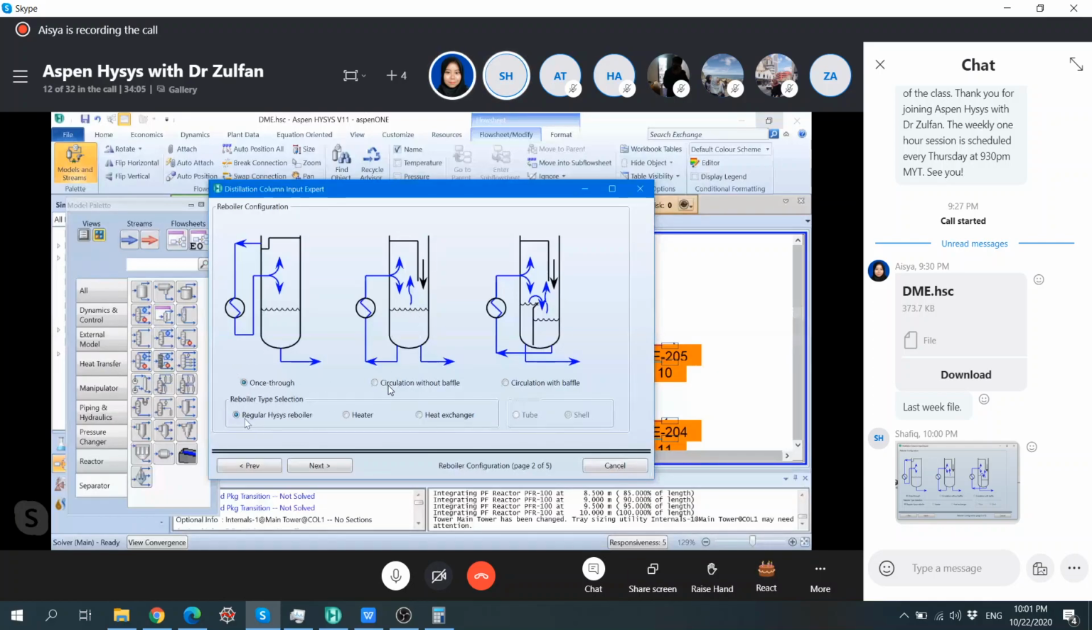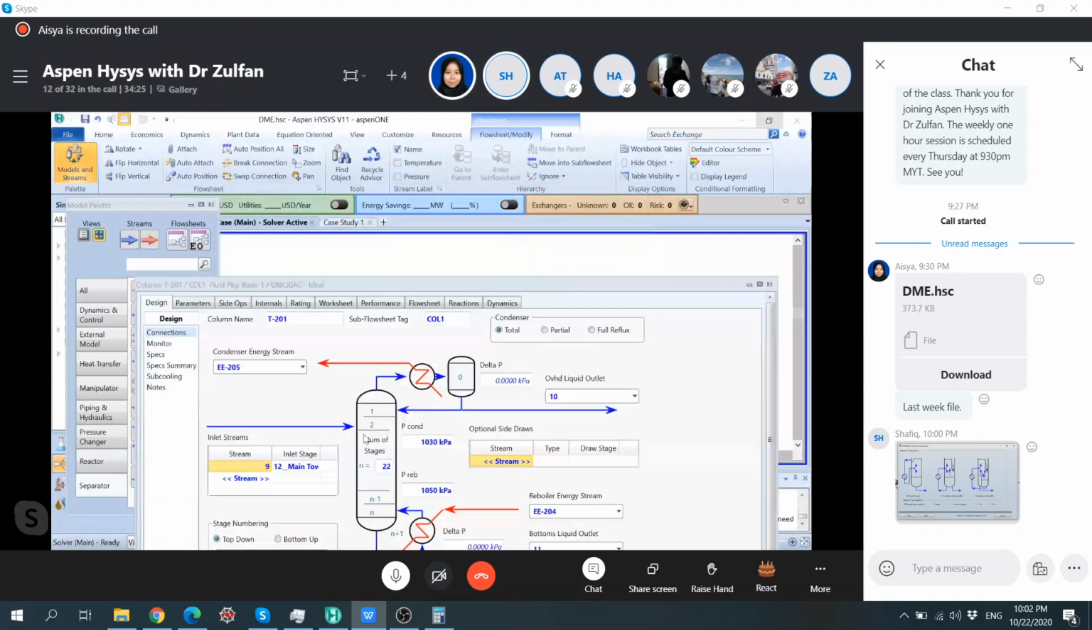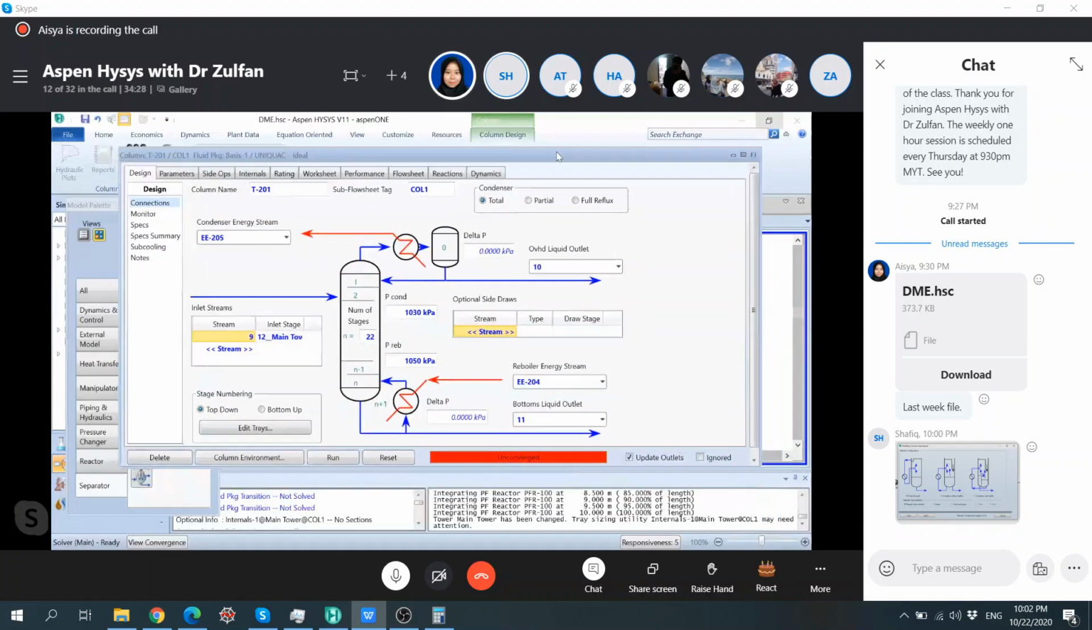Alright, regular high-sensitivity boiler, and then click next. And then this condenser is 10.3 bar, the bottom is 10.5. Yeah, exactly. Next. Next. It's also done. And then we go to the monitor.